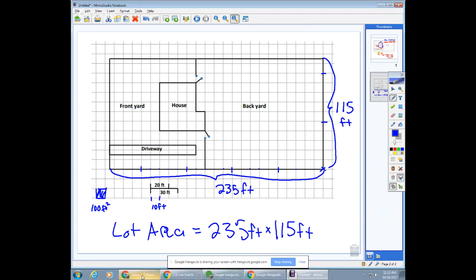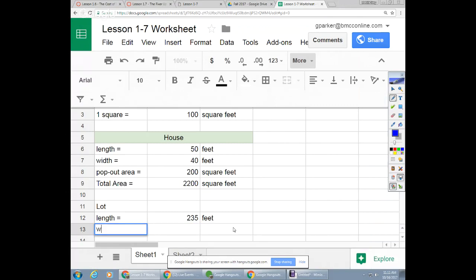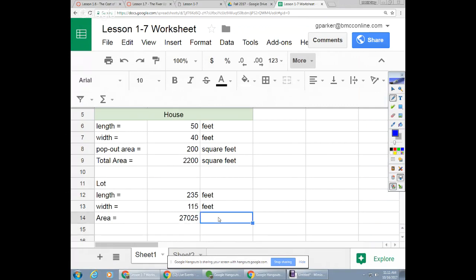So I'll have my spreadsheet calculate those numbers. Whip out your calculator if you're watching. So for the lot, we have a length of 235. And make a note of the dimensions because we have feet and square feet. We want to always know which is which. Don't want to mix those up. And a width of 115. And so the area is pretty straightforward on this one. It's just length times width. So we click equals, then click on the length times the asterisk, click on the width, hit enter. So we get 27,000 roughly feet squared or square feet.